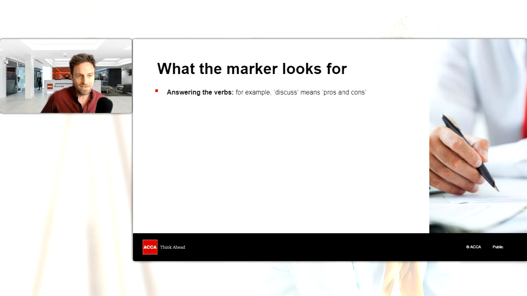So the first one is about making sure you answer the verbs. The markers are looking for you to answer the verb that they have set. A really nice example in the specimen exam, which is what this article is based on, is the verb discuss. When they say discuss something, a lot of the time they're looking for pros and cons. They're looking for a balanced argument, rather than just listing out one side of the argument or looking at one thing. So just look at those verbs and see what they want you to do.